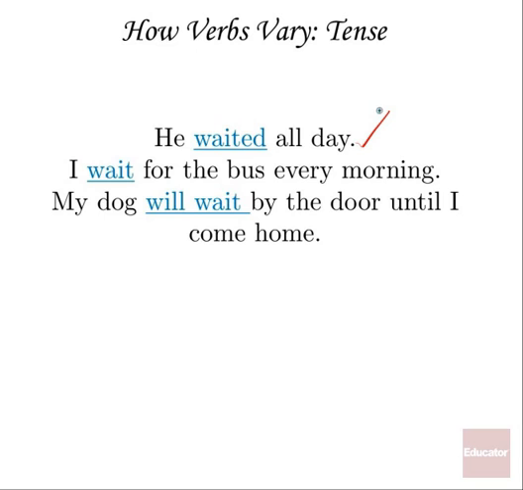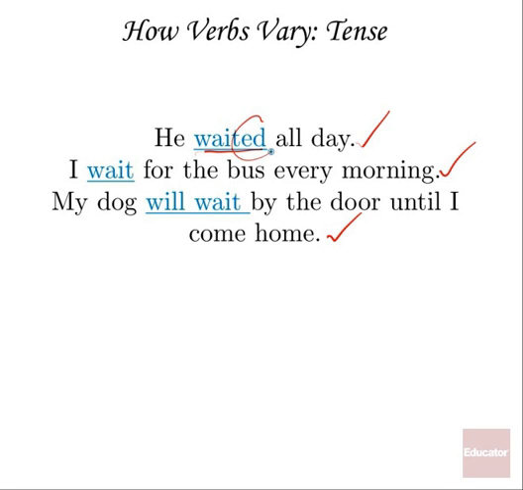Simple tenses. He waited all day. I wait for the bus every morning. My dog will wait by the door until I come home. Now, this is the same base verb, wait, to wait, but the time in which the action takes place is changing. He waited all day. That happened in the past. That's the simple past tense.